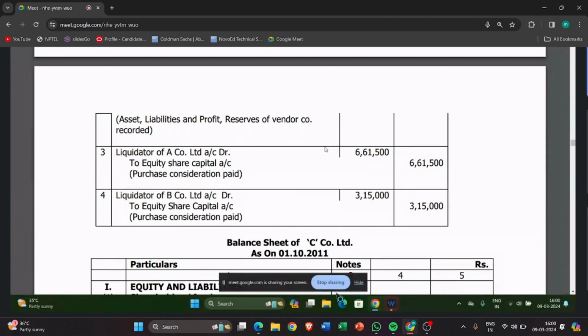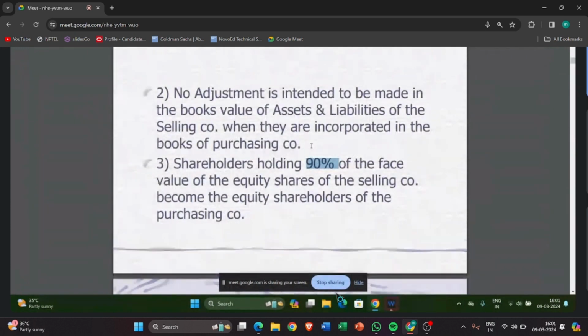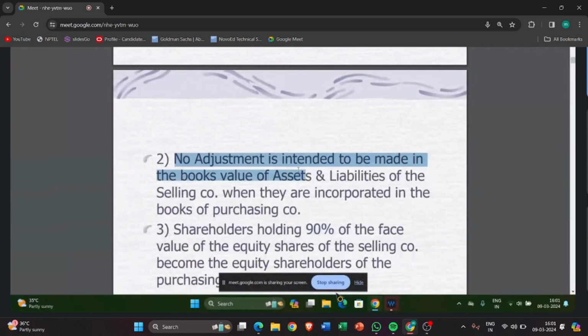It is only the transferee who will go for evaluation, and that too only if it is a purchase. I have not yet come to that. We are still doing merger, and in merger the condition is that assets are taken over at book values itself. There is no revaluation as such. No adjustment is intended to be made in the book values of assets and liabilities. Did you understand? Yes, ma'am. This is when it is in the books of transferee company.